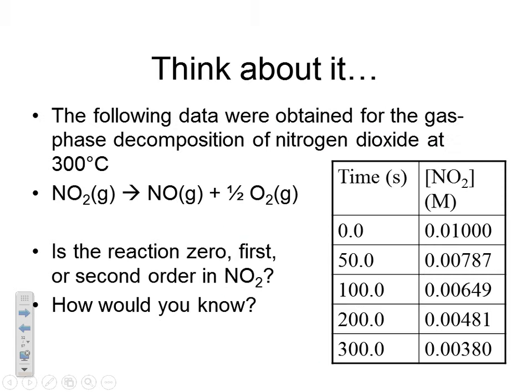So I'm not going to go through this question, I'm not going to solve it, but I do want to show it to you and talk about it a little bit. So we have this new kinetics problem. The following data were obtained for the gas phase decomposition of nitrogen dioxide at 300 degrees Celsius. Remember, you're not actually doing any math with the 300 degrees Celsius. It's sort of just there to tell you that whatever rate constant you might be using is valid for that temperature only.